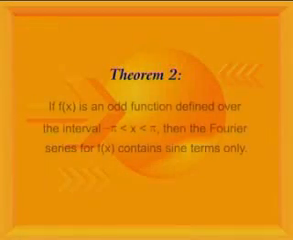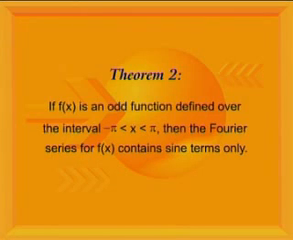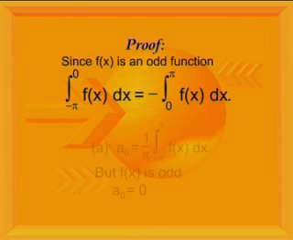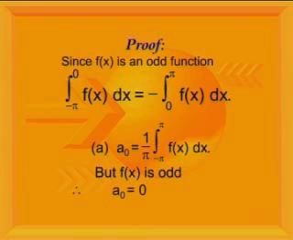Let us do that. Theorem: if f(x) is an odd function defined over the interval from minus pi to pi, then the Fourier series for f(x) contains sine terms only. Proof: since f(x) is an odd function, the proof is very easy. We first find a naught. a naught is equal to 1 over pi into the integral of f(x) with respect to x from minus pi to pi. Since we know that f(x) is odd, this is equal to 0. So a naught is equal to 0.